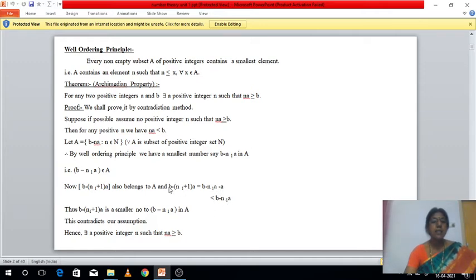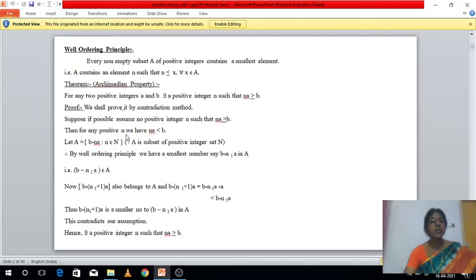It means this number is smaller than this number. But what is our assumption? b minus n1a is the smallest number in A, but there is another number which is smaller than this number, which is a contradiction of our assumption. That means the given statement is correct, and our assumption is wrong.